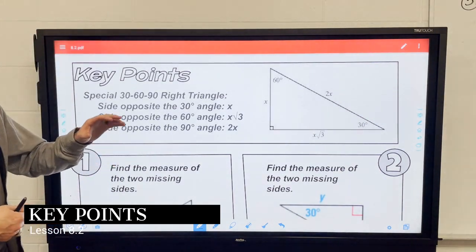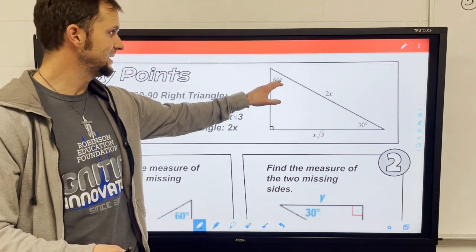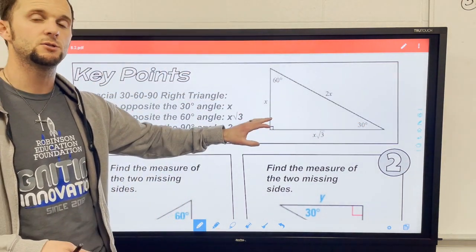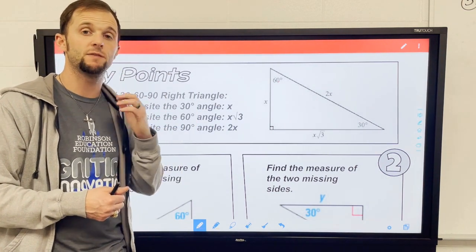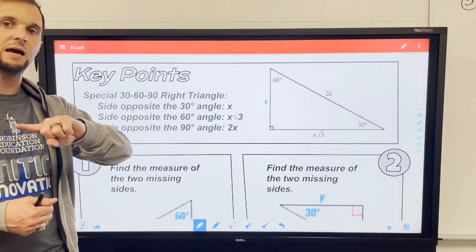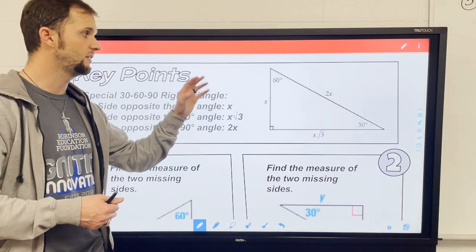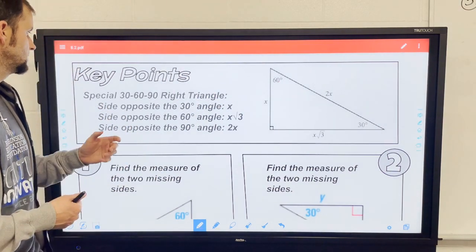All right, so let's look at our key points here. So I know if I have a right triangle with the degree measures of 30, 60, and 90 degrees, there's going to be a special relationship or ratio that's going to happen with my side measurements. And so that means if I'm given one side measurement, I then, in theory, could find the other side measurements just by knowing this information. So let's go ahead and look.